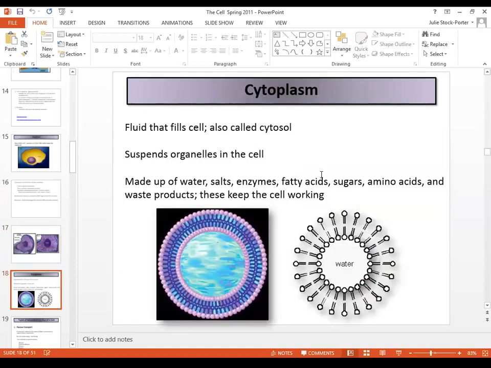Next is the cytoplasm, which we've already kind of talked about. It's the fluid that fills the cell. You'll also hear it called cytosol. Cytosol, cytoplasm, makes no difference. They're the same thing. They suspend organelles in the cell. They're made up of water, salts, enzymes, fatty acids, sugars, amino acids, and waste products. These things keep the cell working. So at various times, all these things are going to be moving around the cell, doing their work, doing what they have to do.